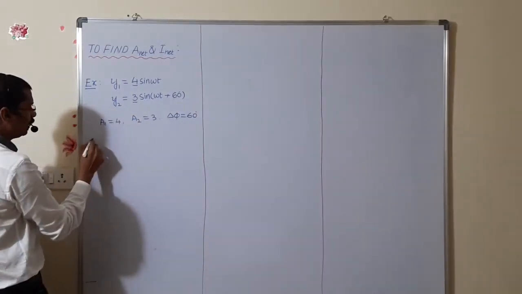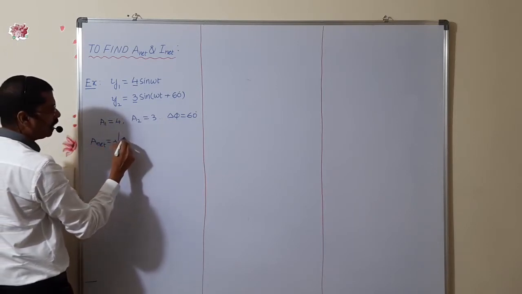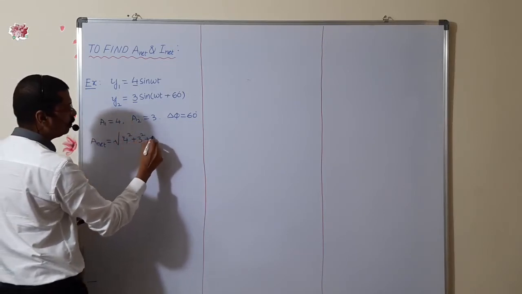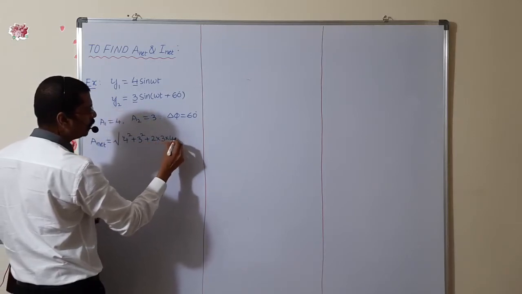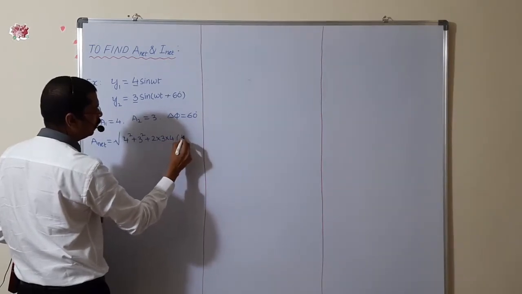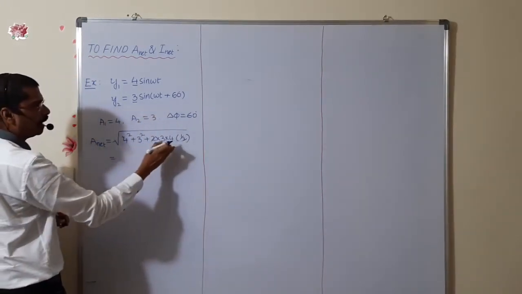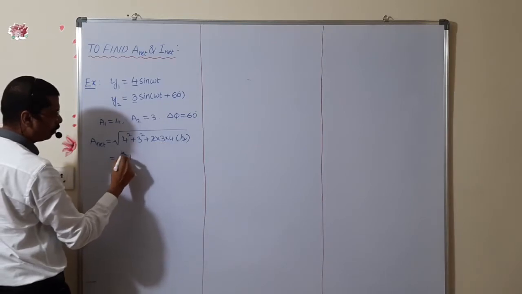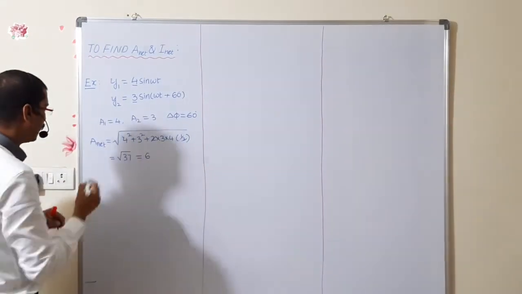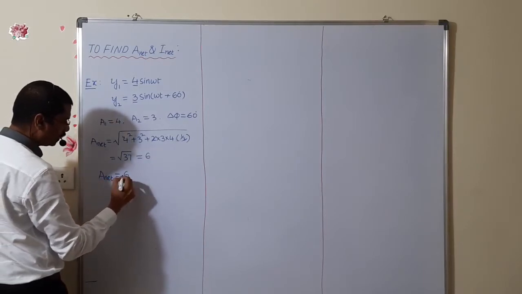Now if you want to find A net, it is equal to under root A1 square, that is 4 square, plus 3 square plus 2 into 3 into 4 into cos 60. Cos 60 is how much? 1 by 2. 2 will be cancelled. Then what will happen here? This is 25 and 12, that is the value root 37. Now I am taking 6. A net value we got is 6.